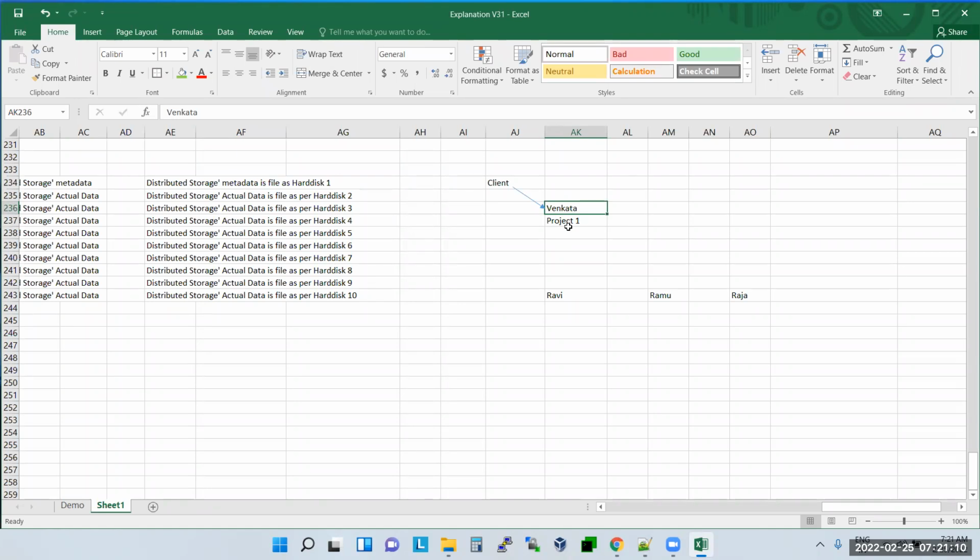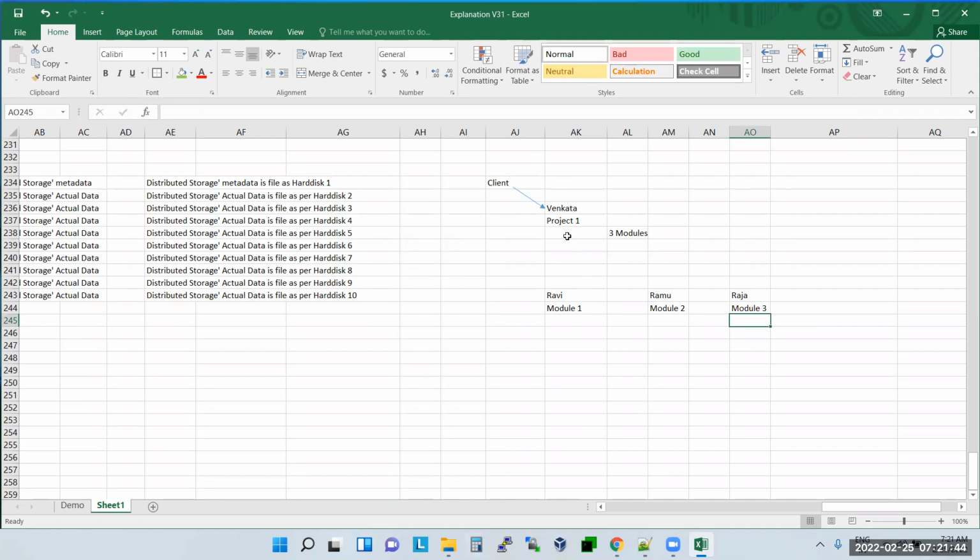Now what has Venkata done? Venkata has divided this project into modules. The client gave project 1 to Venkata, and Venkata divided the project into 3 modules. Venkata has given module 1 to Ravi, module 2 to Ramu, and module 3 to Raja.